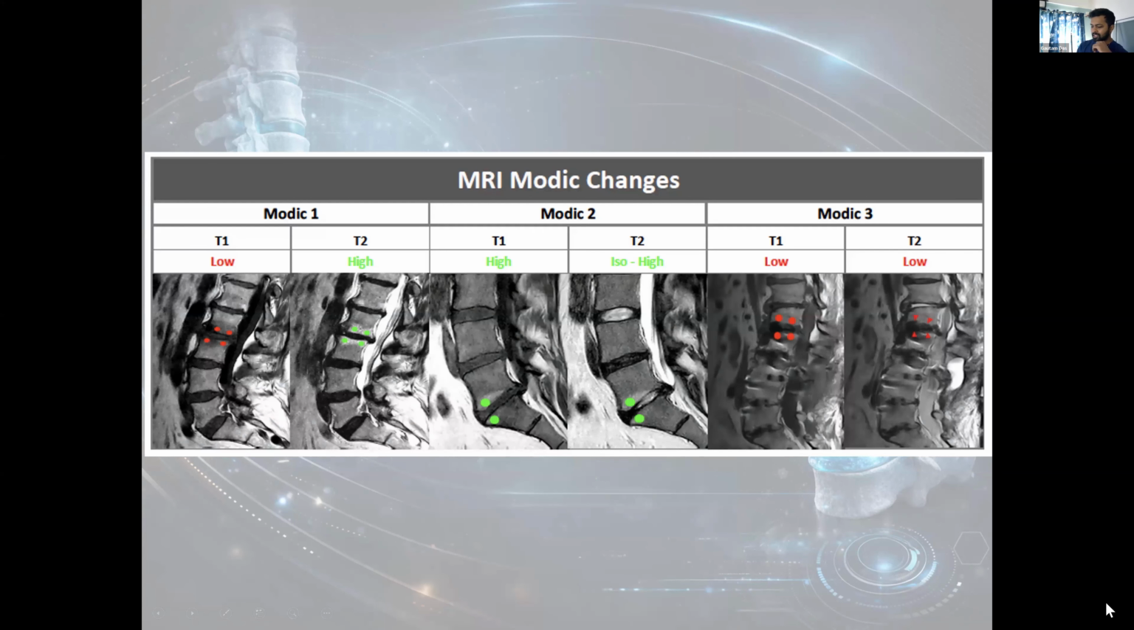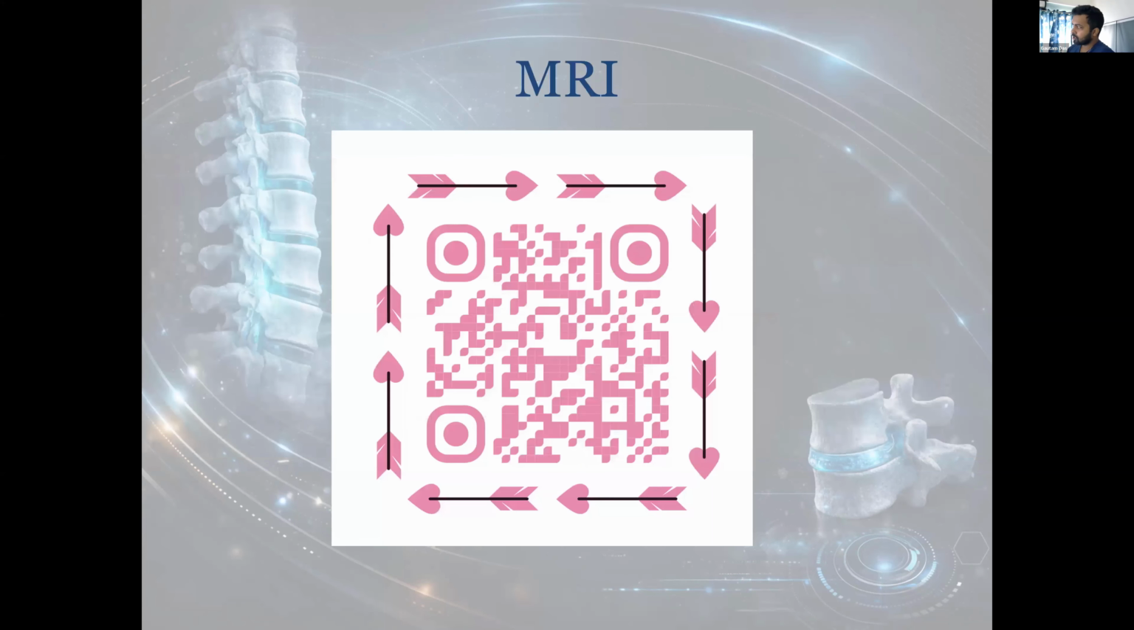Next is the Modic changes. Last class we discussed entirely about these Modic changes. I will only show the difference. In Modic type 1, there will be only edema. Edema and fluid are dark in T1, so it is black, and it will be bright in T2. And in Modic type 2, what will happen? Fatty infiltration. Fat will be white in both T1 and T2, so both are white. And in Modic type 3, it will become sclerosed. Sclerosed areas are black in both, so both will be black.